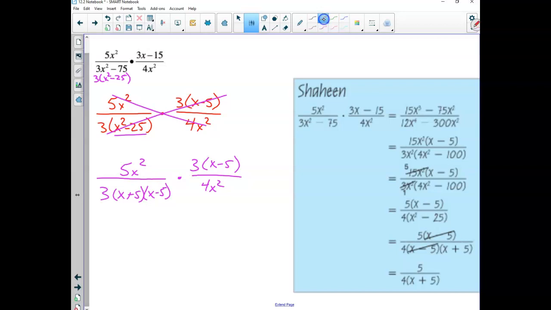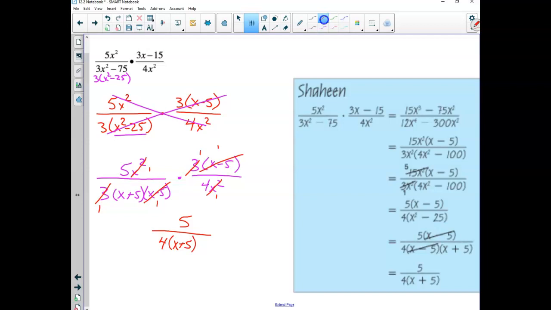Then what I'm going to do is simplify before I multiply. I can see this x - 5 cancels out this x - 5. I can see this x squared gets rid of this x squared. I can see this 3 cancels out that 3. And all I'm left with is 5 in the top, because everything I cancel out turns into a 1. So I got 5 times 1 on the top. In the bottom I got 4 times (x + 5).